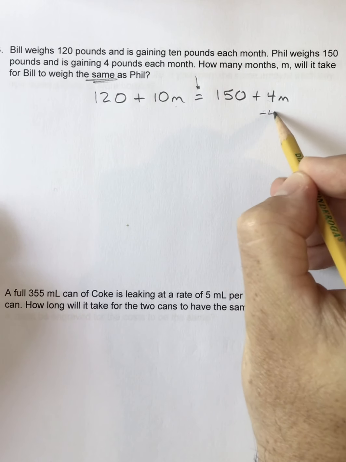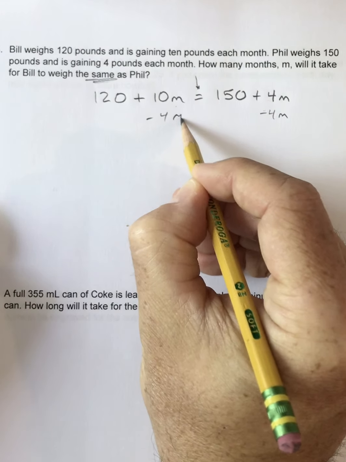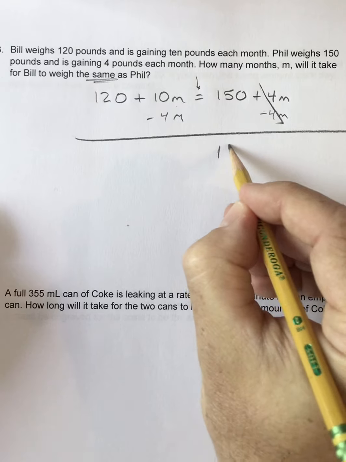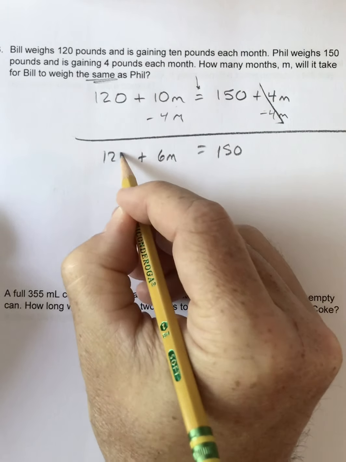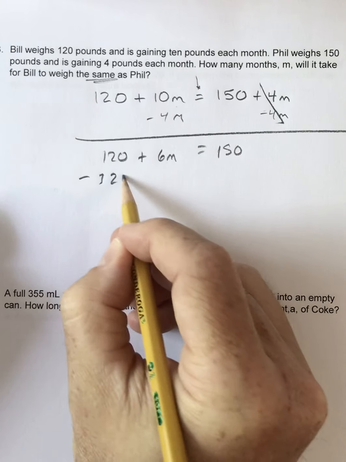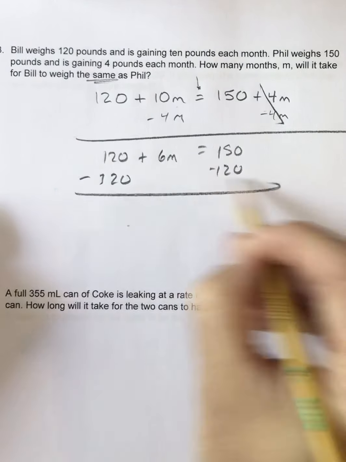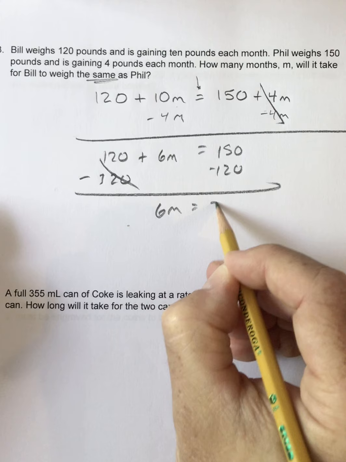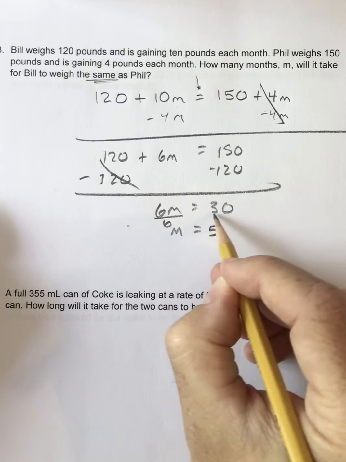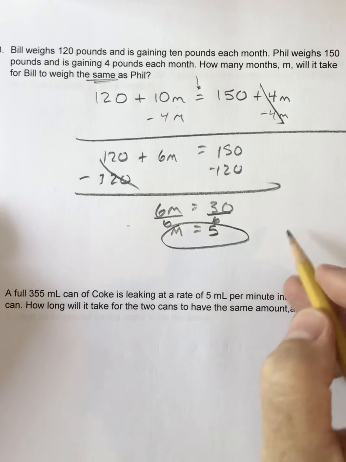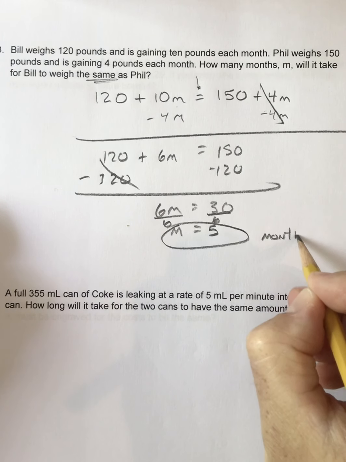Okay, so I'm going to subtract 4M, subtract 4M. These cancel. I get 150 equals 6M plus 120. And I'm going to subtract 120, subtract 120. Cancels. I get 6M equals 30, and M equals 5. Sorry, skipping steps here. That's months.